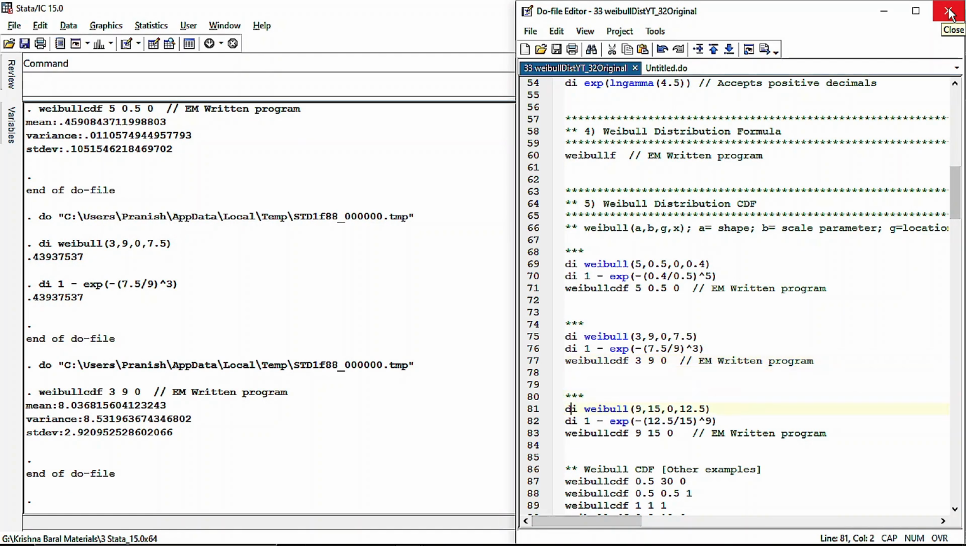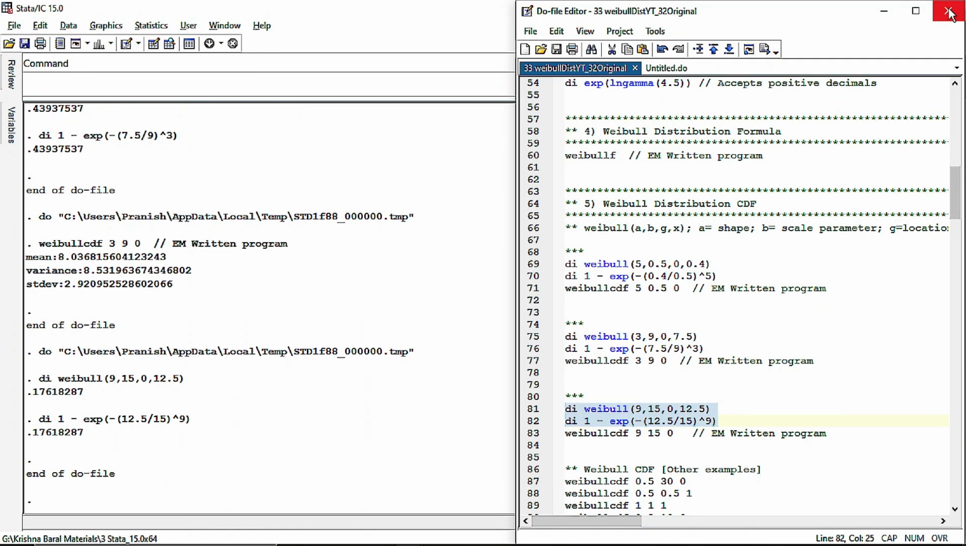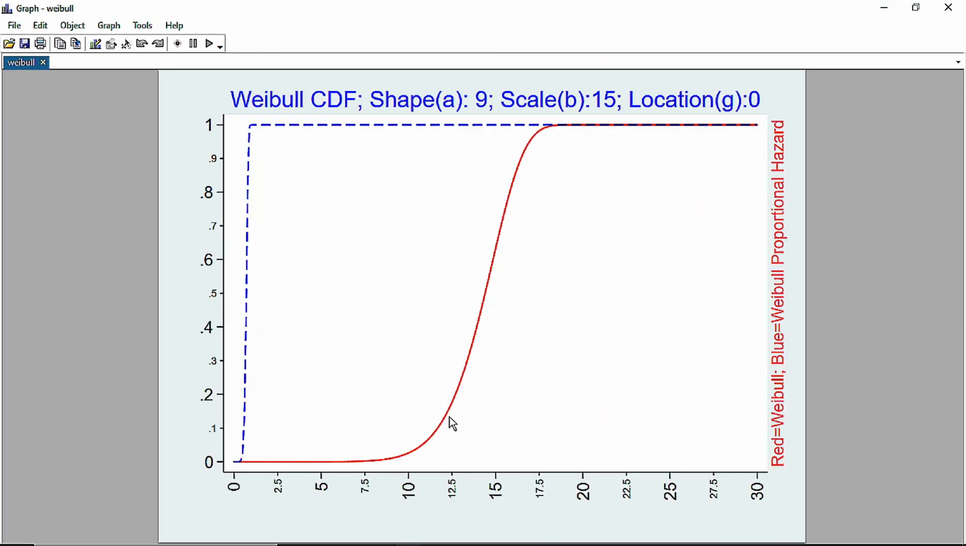Now let us see another example. Our shape parameter is 9 and scale parameter is 15, location parameter is 0, and the value of x is 12.5. So the probability of getting less than or equal to 12.5 is nearly 18%, somewhere over here.